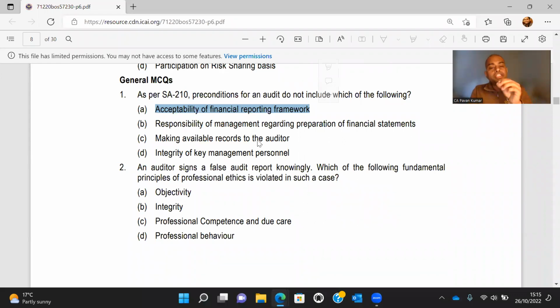And the management should make the books of account accessible to the auditor at all business hours without any restrictions. That is also a precondition. But integrity of key managerial personnel is not there in this list.